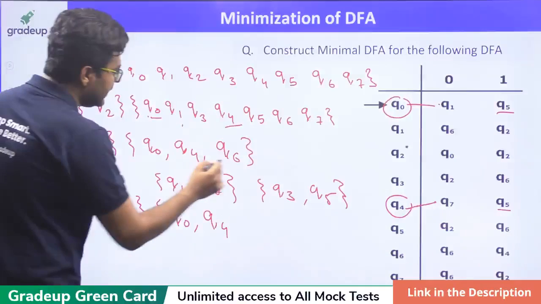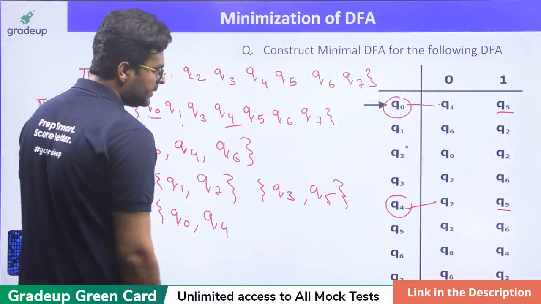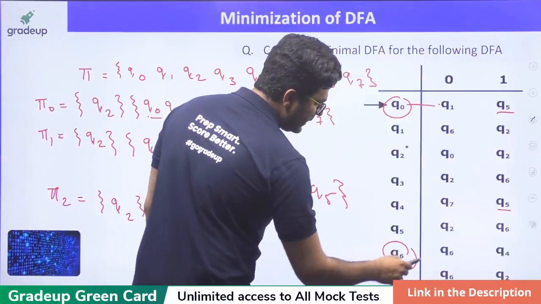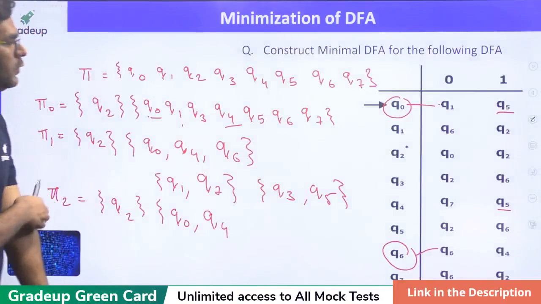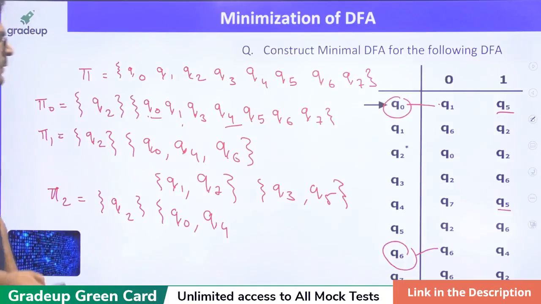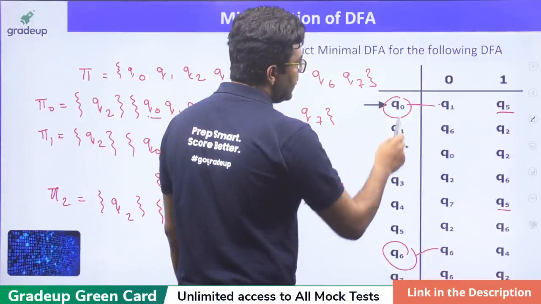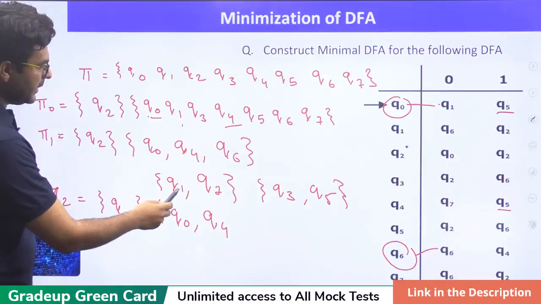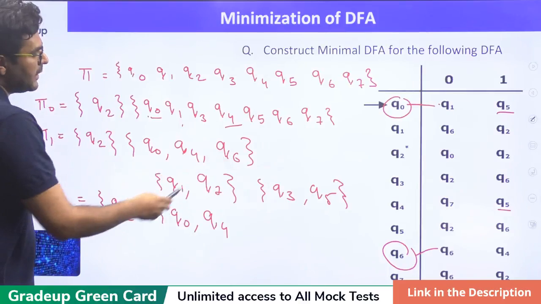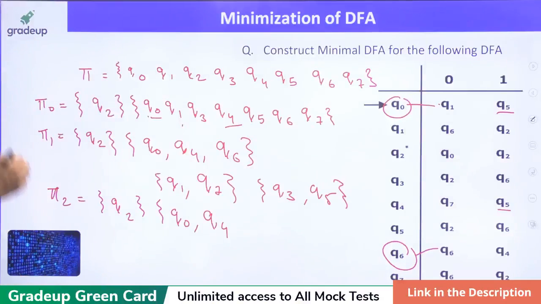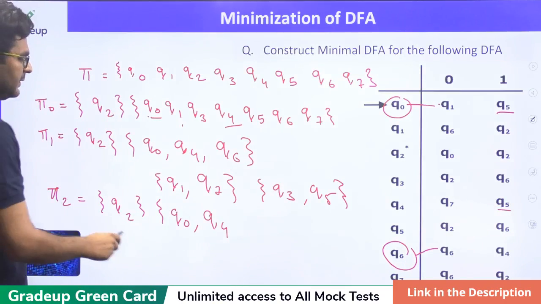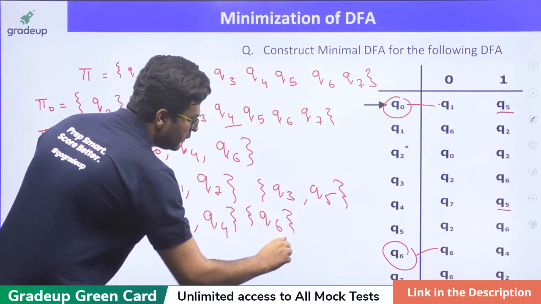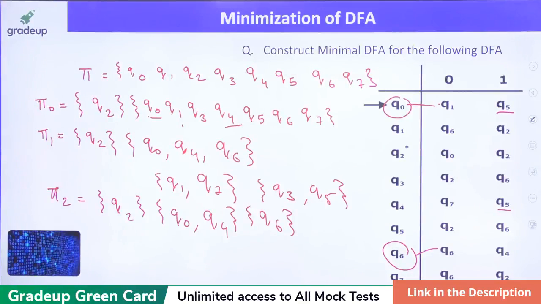Fine. Now let's check for Q6. Can we keep Q6 with Q0? On Q6, after observing 0, we will move to Q6 state, and here we are moving to Q1 state. So Q1 is here and Q6 is in the other state. So both are in different sets, and we can't keep Q6 with this set. This will become a newer set named Q6.